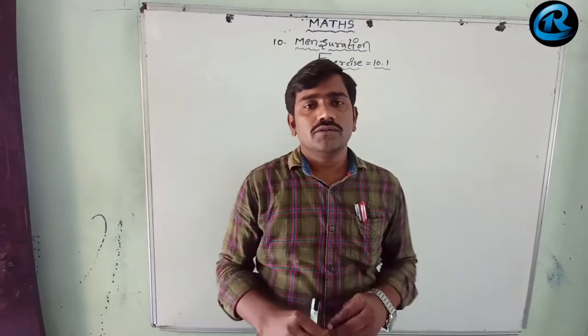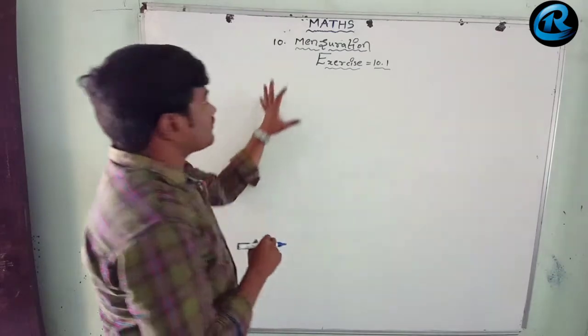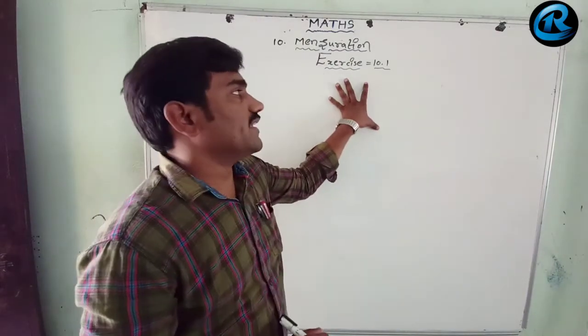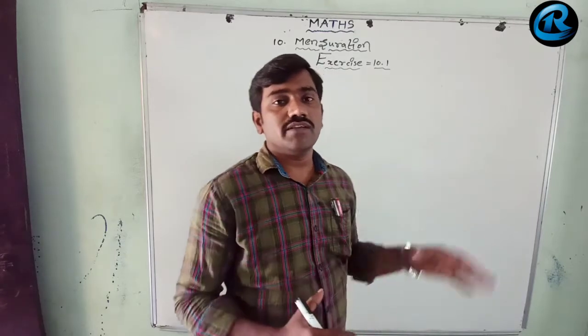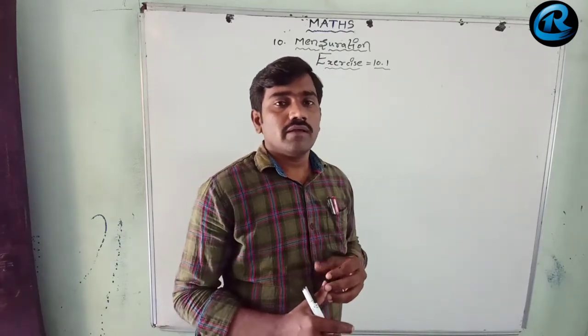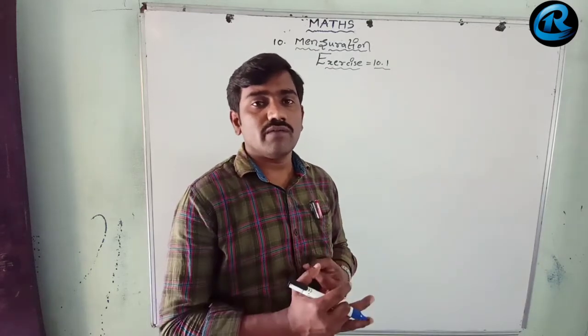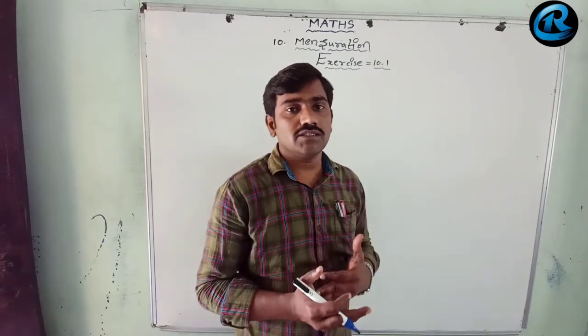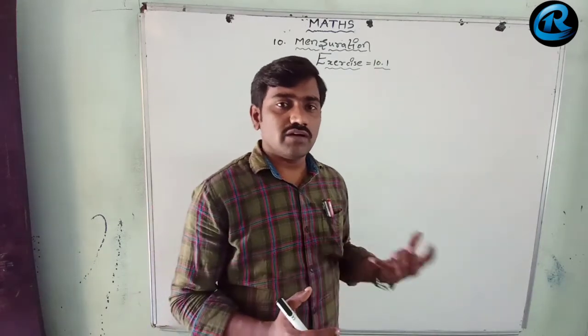Hi everyone, today we are going to learn 10th class chapter number 10, that is mensuration, in that exercise number 10.1. Already we have learned the formulas of the mensuration chapter: the formulas of lateral surface area, total surface area and volumes of the solid figures like cube, cuboid, cylinder, cone, sphere, hemisphere, prism and pyramid. These formulas we have already studied.